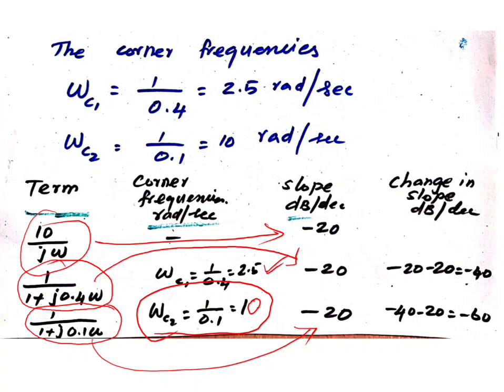Now we have to find the change in slope at each corner frequency. For the first term, there is no slope change. When we come to the next corner frequency, there is a change in slope, that is we add the two terms: minus 20 and minus 20 is minus 40. This is the new slope for corner frequency ωc1. When we come to the next corner frequency, the slope changes again. We take the new slope plus the slope related to the second corner frequency, that is minus 40 minus 20, which is equal to minus 60. So using this table, we find the exact slope at each corner frequency.